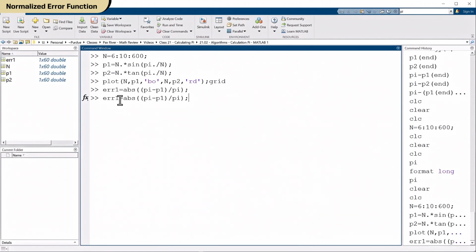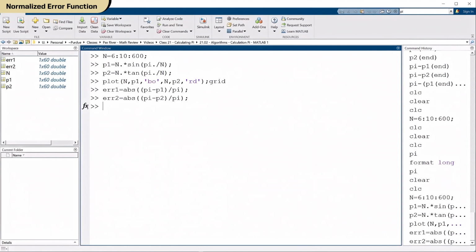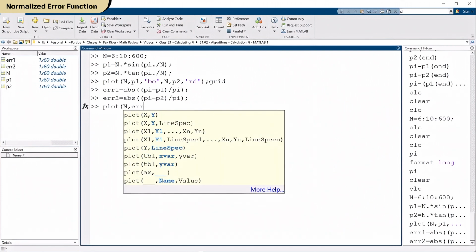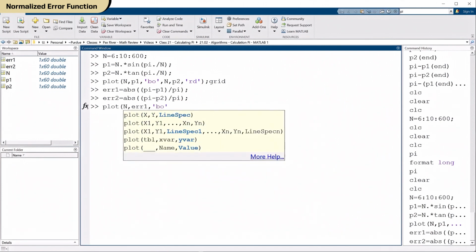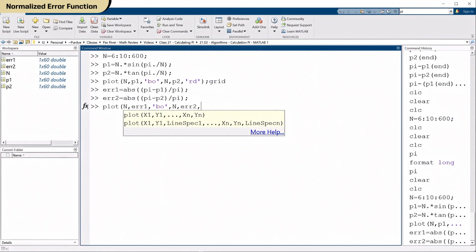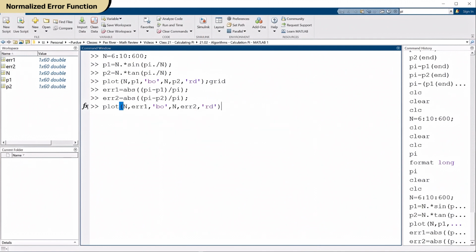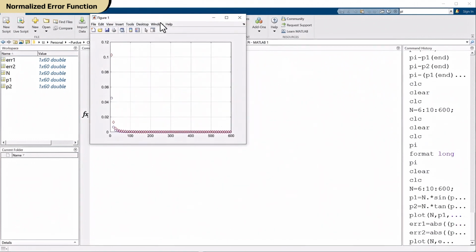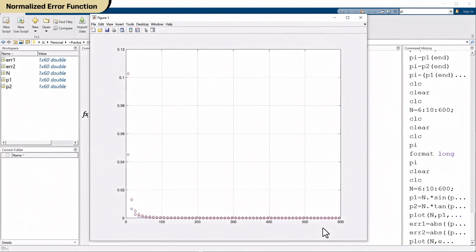And let's just make another one for the circumscribed polygon. There, got that. Now, let's plot n, ERR1, and again, we'll use a blue circle for the first one, and a red diamond again. And let's turn the grid on. Well, I guess that's okay. It doesn't look better, does it?